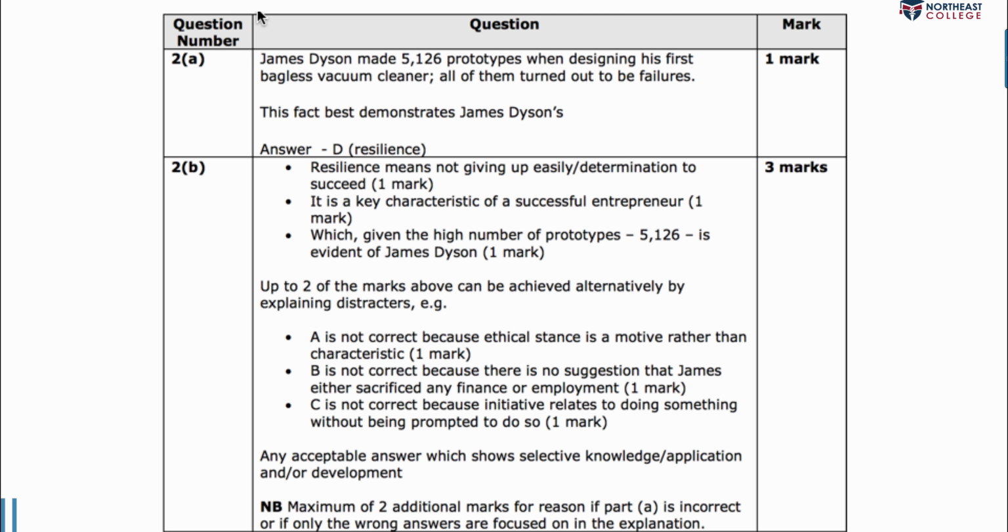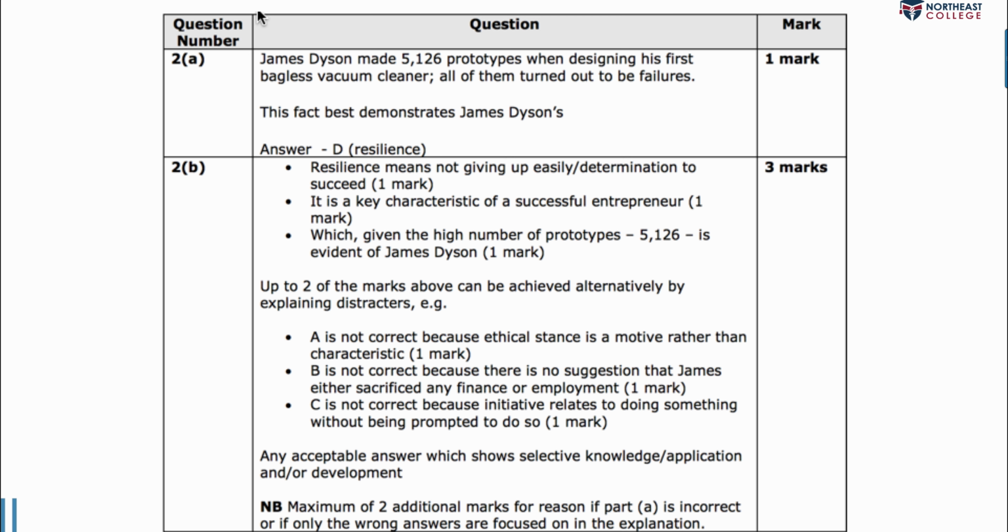All right. Then, given the high number of prototypes, you can see now making reference to the case study there, which, given the high number of prototypes, 5,126, is evident of James Dyson's. Okay, so you could see that they're explaining that further. Alternatively, you could just choose to answer why A is not correct, or why B is not correct, or why C is not correct.